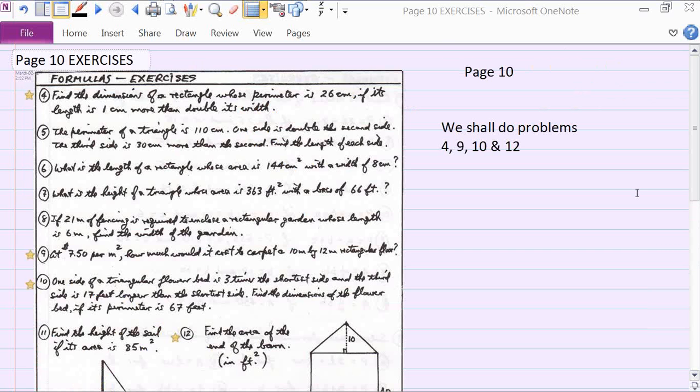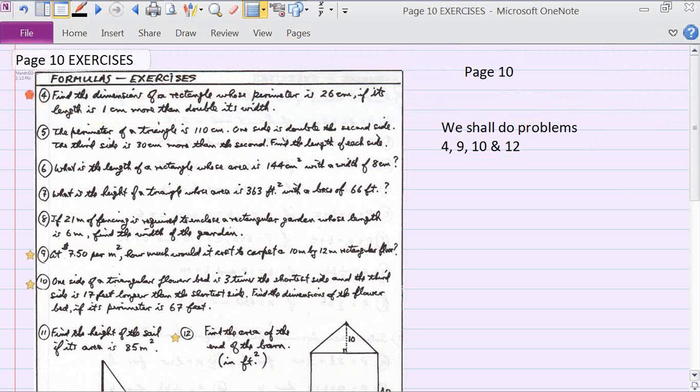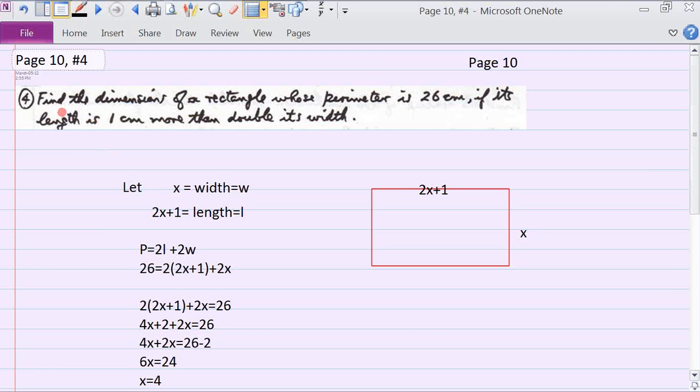So we're on page 10 now, and we're going to do 4 problems here. Problems that we're going to do are number 4, number 9, number 10, and number 12. So starting with number 4 now, we're asked to find the dimensions of a rectangle whose perimeter is 26 centimeters if its length is 1 centimeter more than double its width.